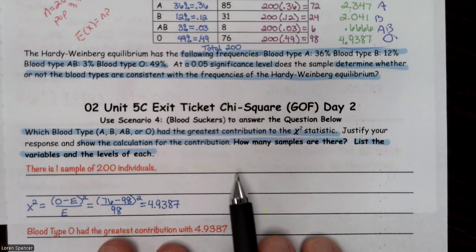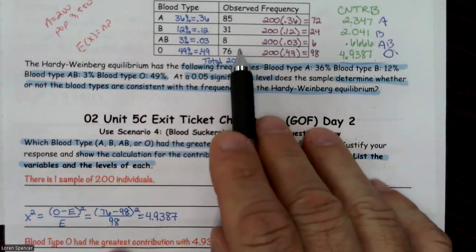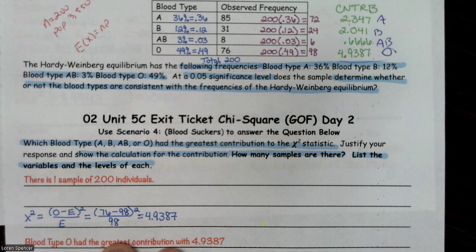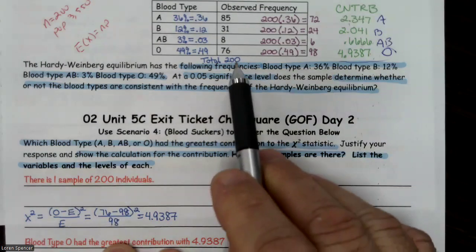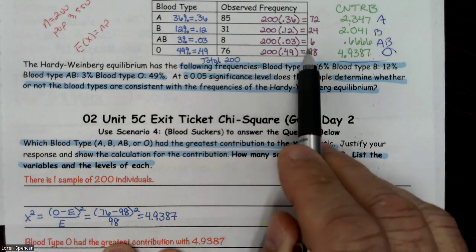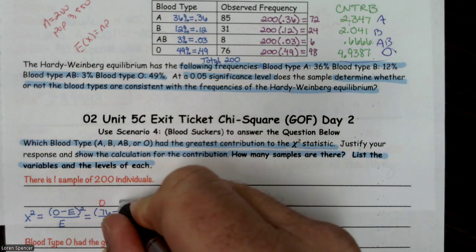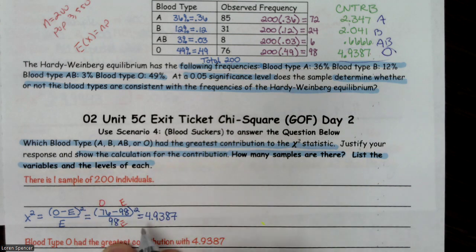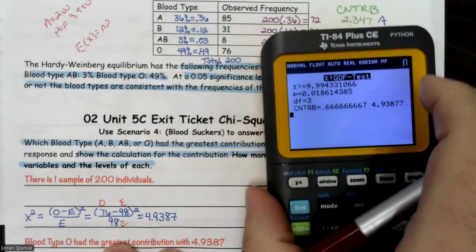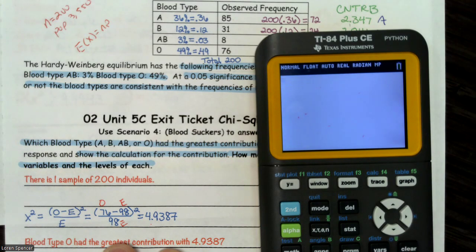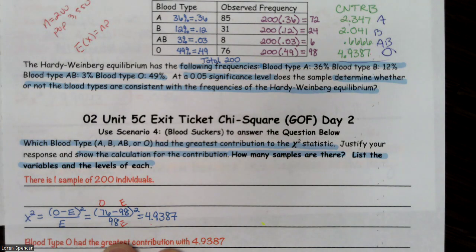And it says show the calculation for that contribution. Well, our chi-squared formula is observed minus expected, squared, divided by expected. So in this case, we're going to go 76 minus, what did we expect? 98. So this was my observed, this was my expected. And when we did that, we get 4.9387. So let's try that out, make sure that it really worked. So 76 minus 98 squared divided by 98. And sure enough, we get 4.9387.